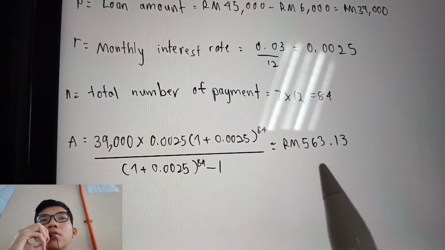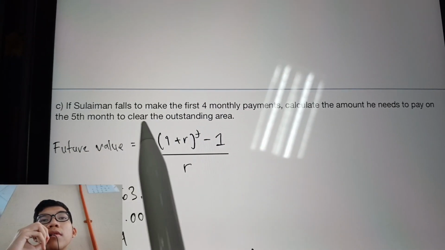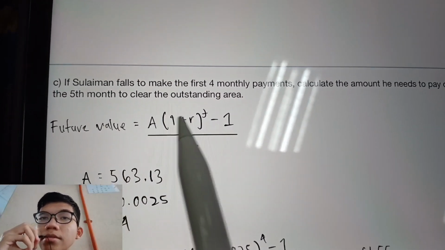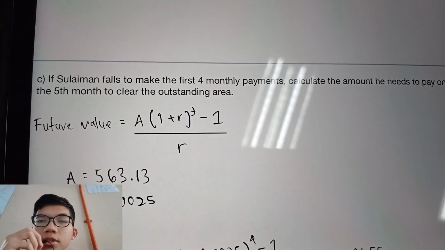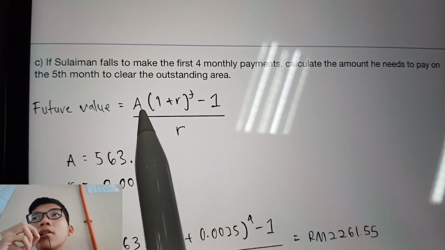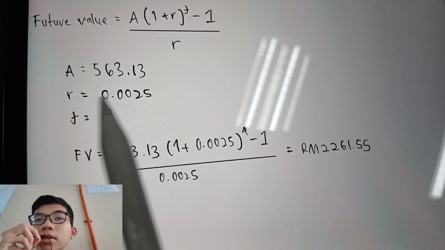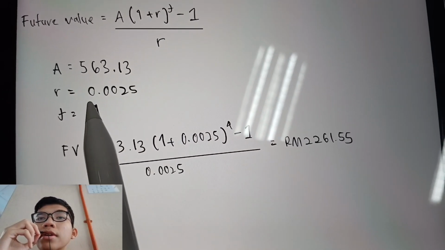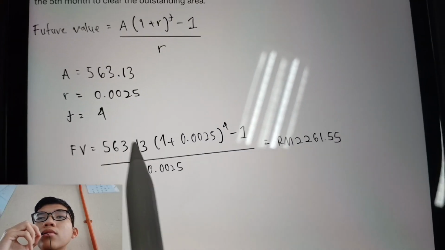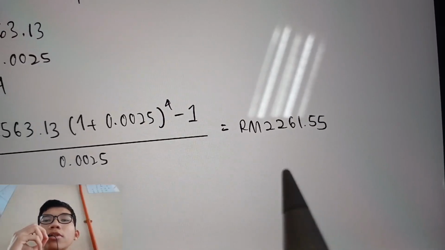So for question C, if Sulaiman fails to make the first 4 monthly payments, calculate the amount he needs to pay in the 5th month to clear the outstanding arrears. For this question, we're going to use the future value formula, which is A(1 plus R) to the power of t minus 1 over R. For A, 563.13. For R, 0.0025. T is 4. We put all these numbers into the formula and we get RM2,261.55. I think that's all for question 3. Thank you.